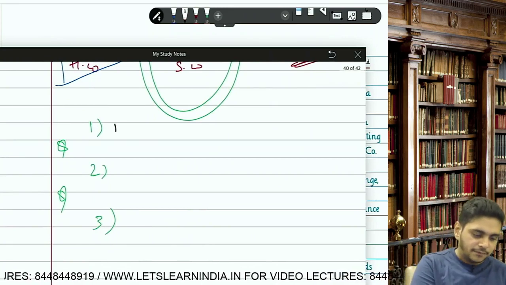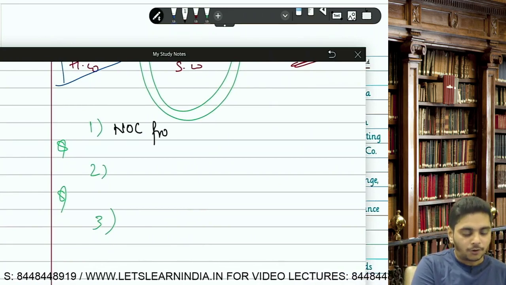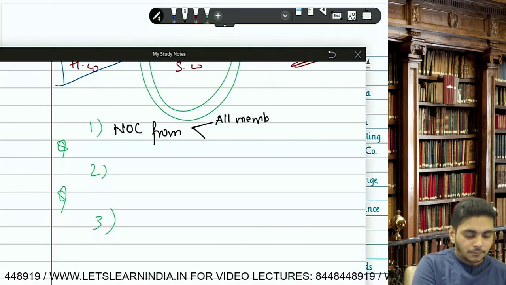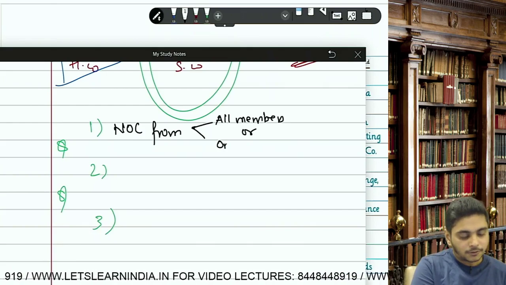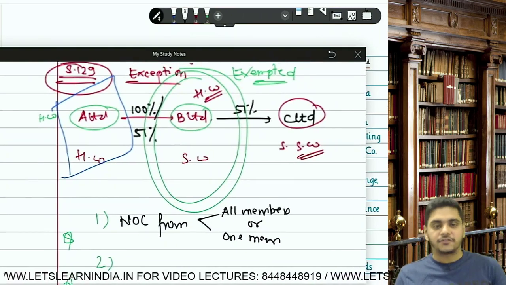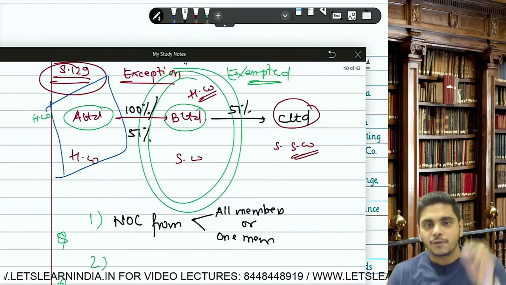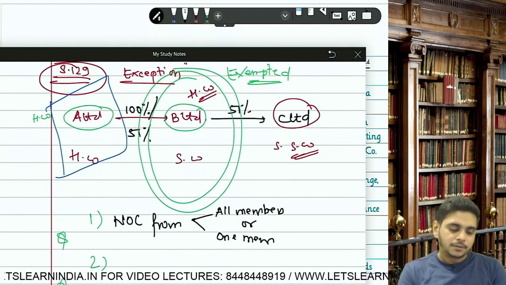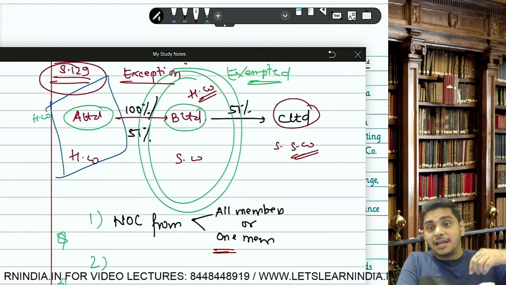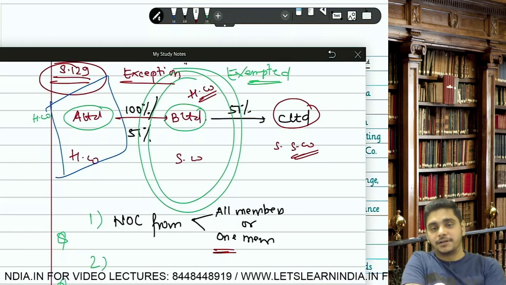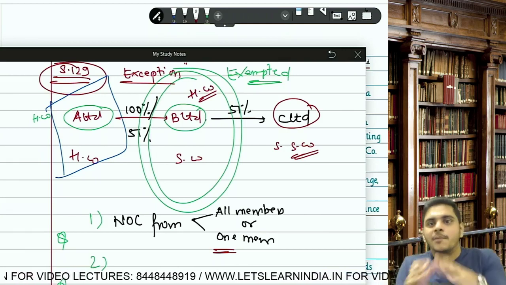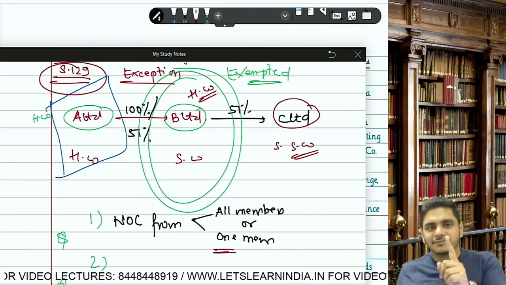First, B will take NOC from all the members or one member. Sir, NOC means no objection certificate. Now, when will the one member come? If A Limited has invested 100% in B Limited, that means how many members does B have? Only one, and that is A Limited.